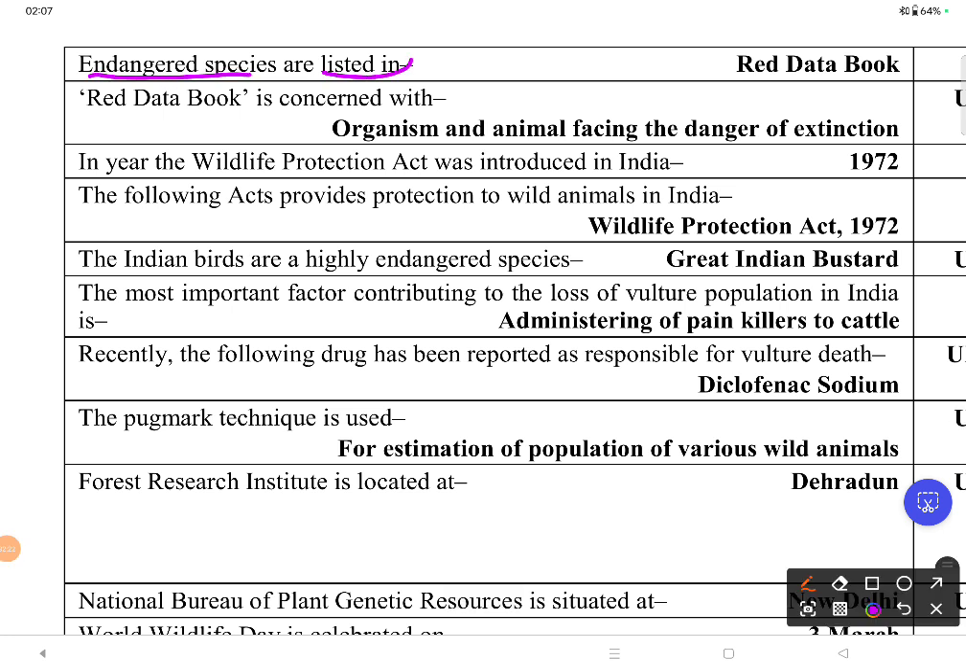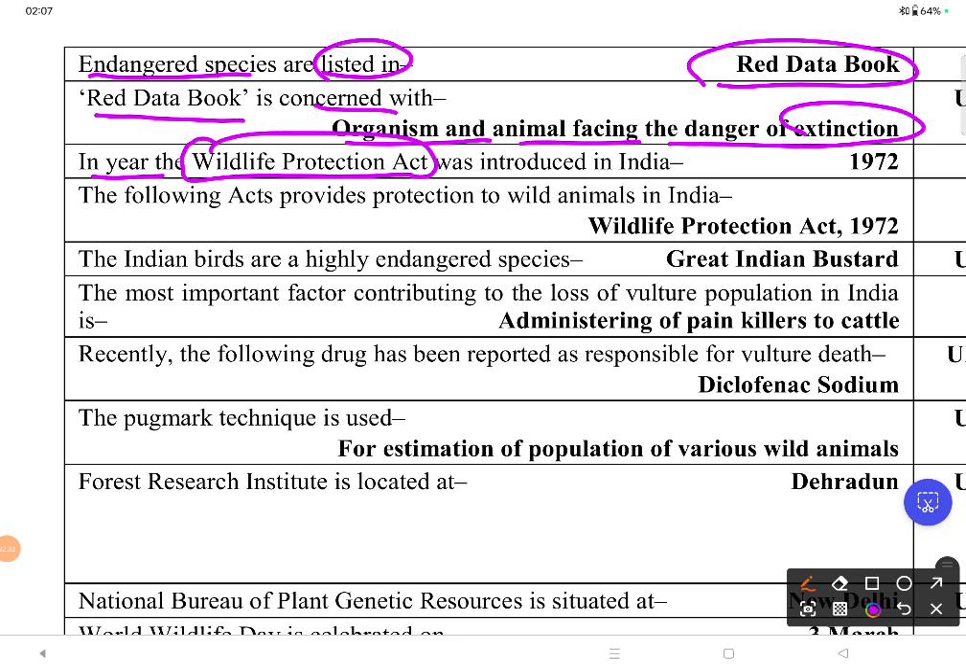Endangered species are listed in Red Data Book. Red Data Book is concerned with organisms and animals facing the danger of extinction. In the year Wildlife Protection Act was introduced in India, 1972. The following act provides protection to wild animals in India: Wildlife Protection Act 1972.